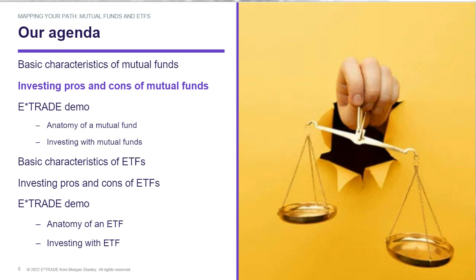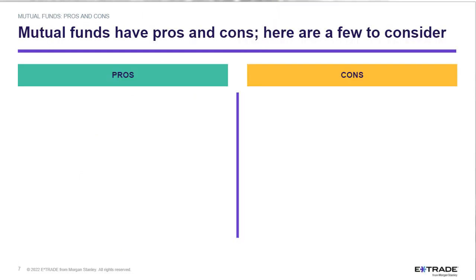With every single investment vehicle, there are going to be things that you gain and things you give up. So let's talk about the investing pros and cons of mutual funds. Mutual funds have pros and cons. Here's a few to consider. Diversification. A single investment, let's just say $500, is going to be spread across a basket, and that basket could be stocks, bonds, or both.